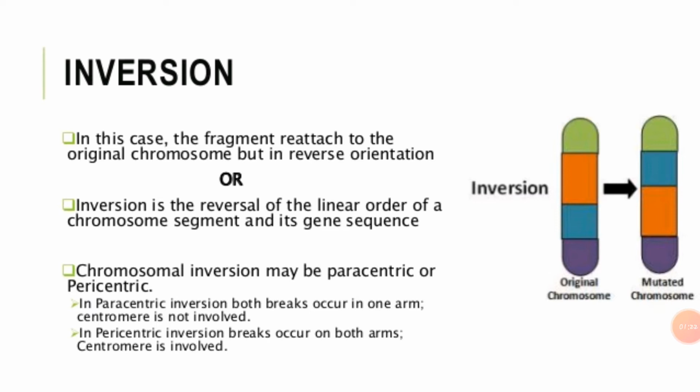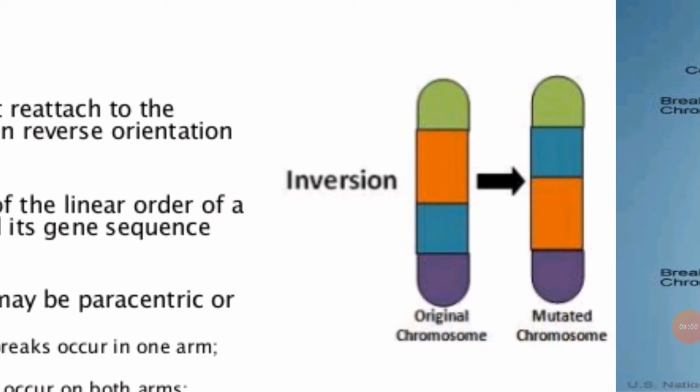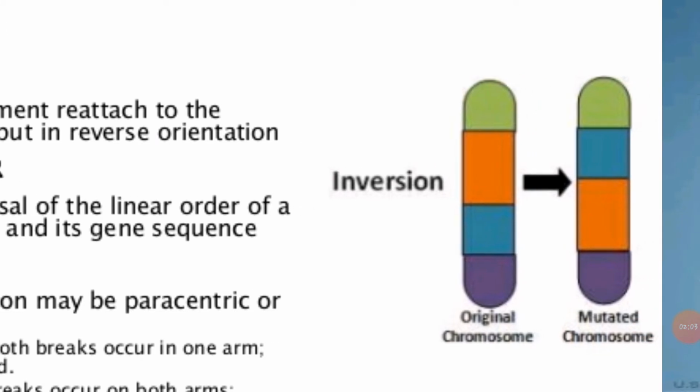The gene sequence in an inverted segment is exactly opposite of that in its normal homologous segment. In this case the fragment is attached to the original chromosome but in reverse orientation. Inversion is the reversal of the linear order of a chromosome segment and its gene sequence. Chromosomal inversion may be paracentric or pericentric. Before going to the types of inversion, we'll see this diagram. This is the original chromosome and the mutated chromosome.